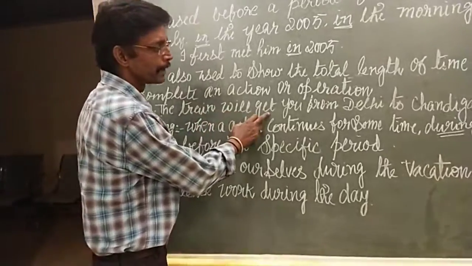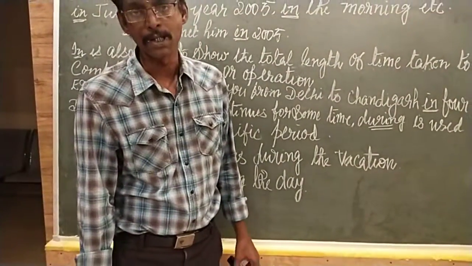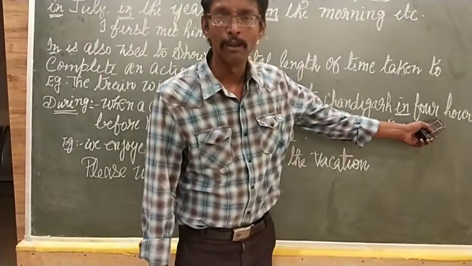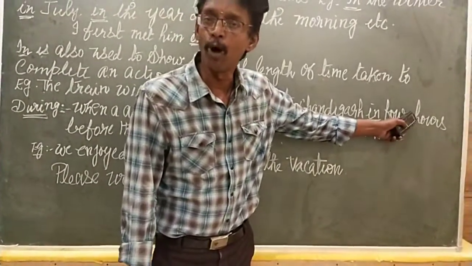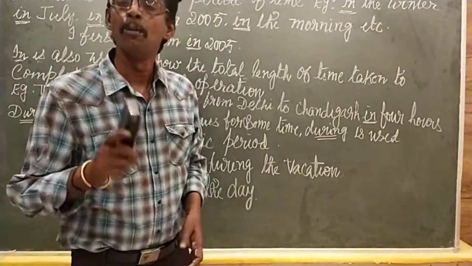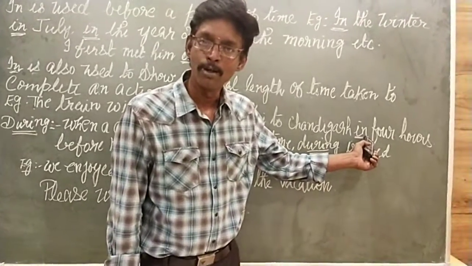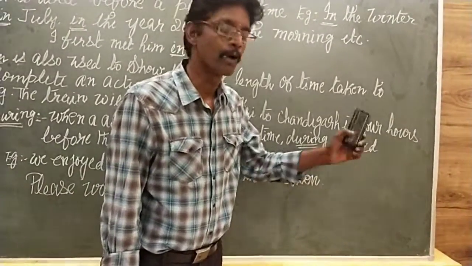The train will get you from Delhi to Chennai in 4 hours. Here the time period is given. The duration of time is given, 4 hours. So before that time duration, we apply the preposition in. Is it very clear? Okay.